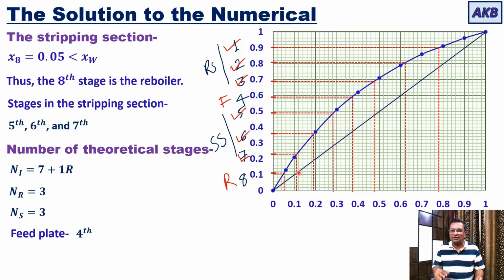So in this way, you have to use the Lewis-Sorel method for finding the number of ideal stages in a typical tray column. So I hope you have understood the steps. I have simplified as much as possible. If you have any doubt, please mention them in the comment section.